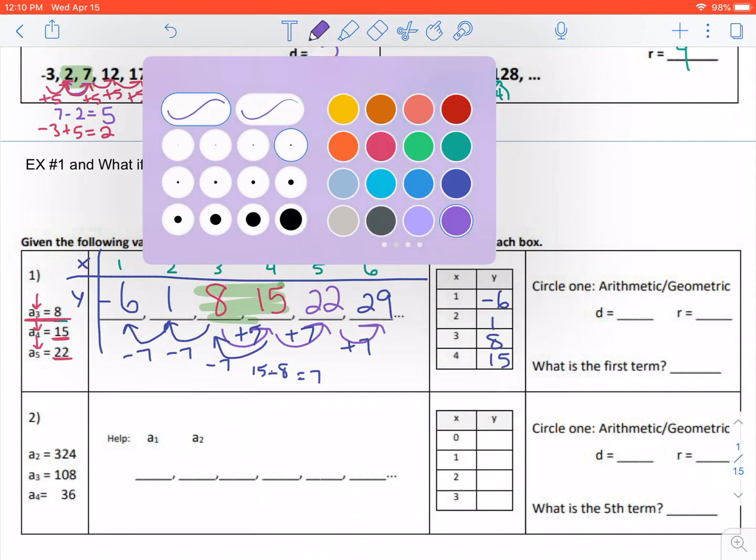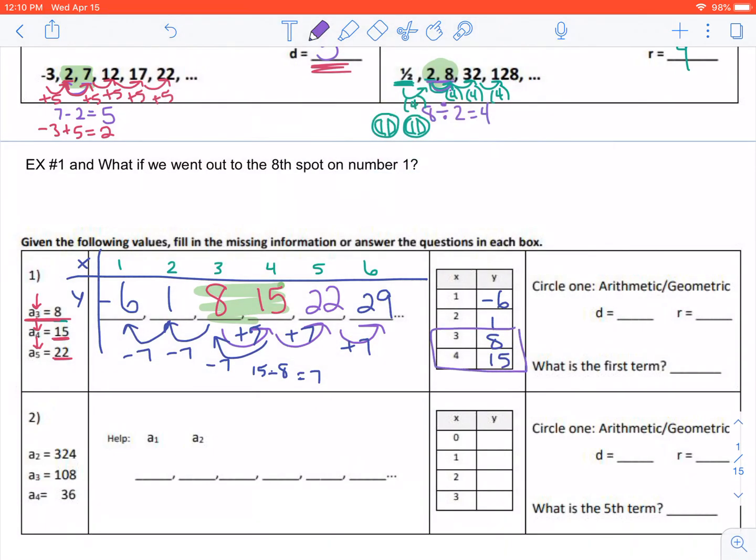You should have been able to do these bottom two without filling in the other part of the sequence because you have them right over here in this left side. So we already figured out the work for this next part. Was it arithmetic or geometric? It is arithmetic. It is not going to be geometric. Arithmetic means that we are adding or subtracting as we go down the line. And the common difference was a positive 7 because as we move to the right, we are adding 7 every time. What was the first term? The first term was a negative 6.